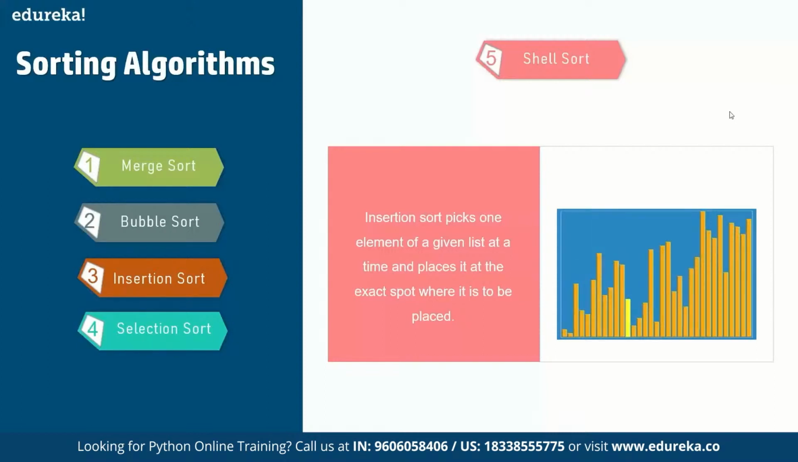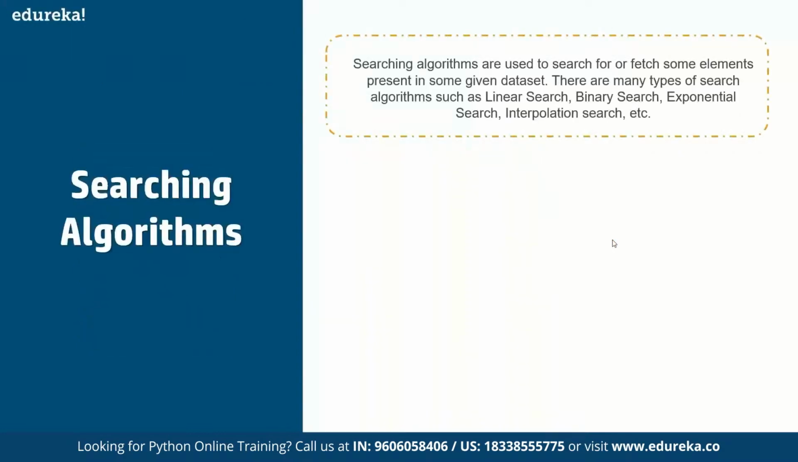Then we have the searching algorithm. So in terms of searching algorithms, searching algorithms are basically used to search for, or we can say fetch, some elements present in some given data set. And there are many types of search algorithms, such as linear search, binary search, exponential search, and then we have interpolation search, and so on.